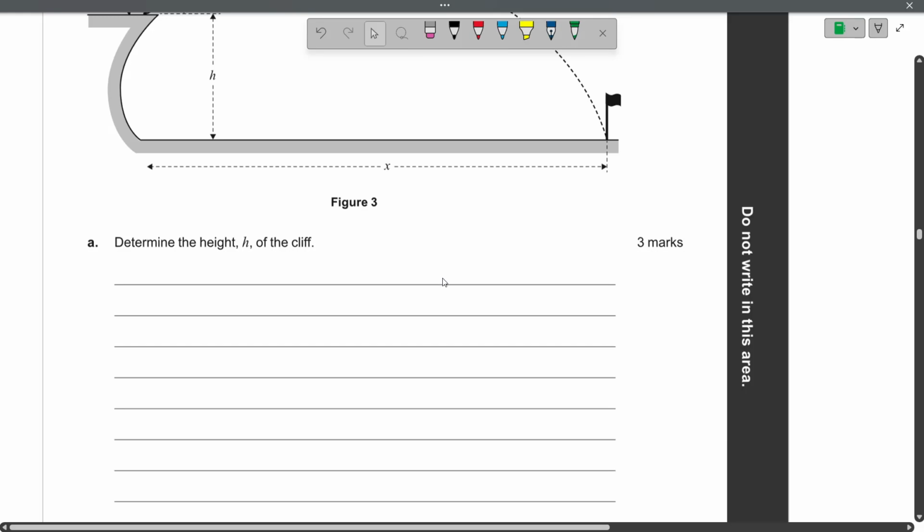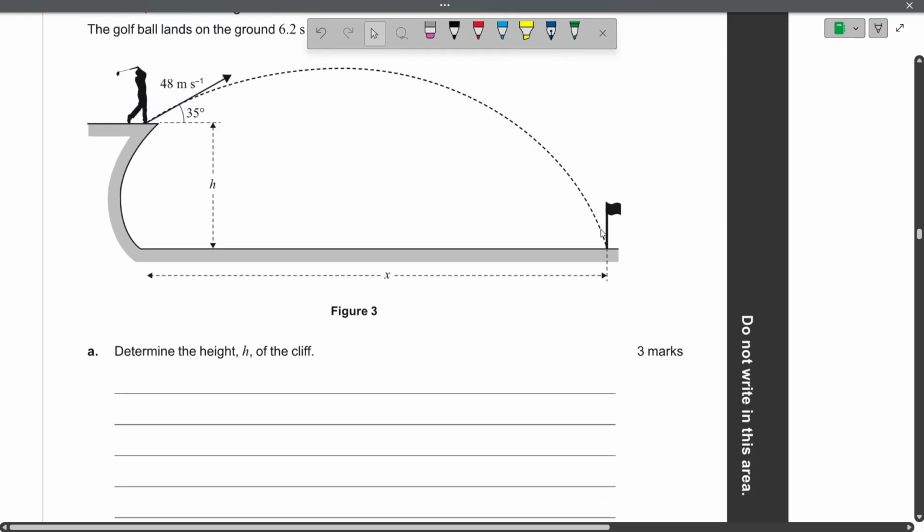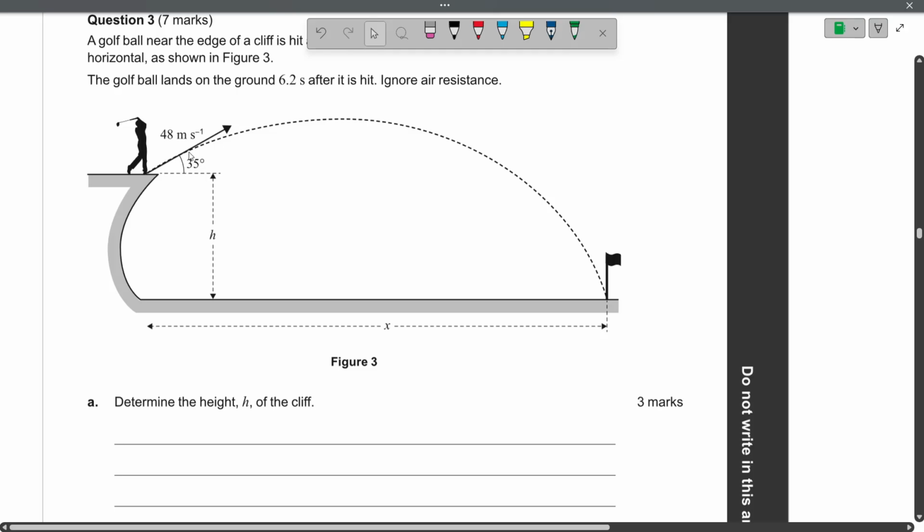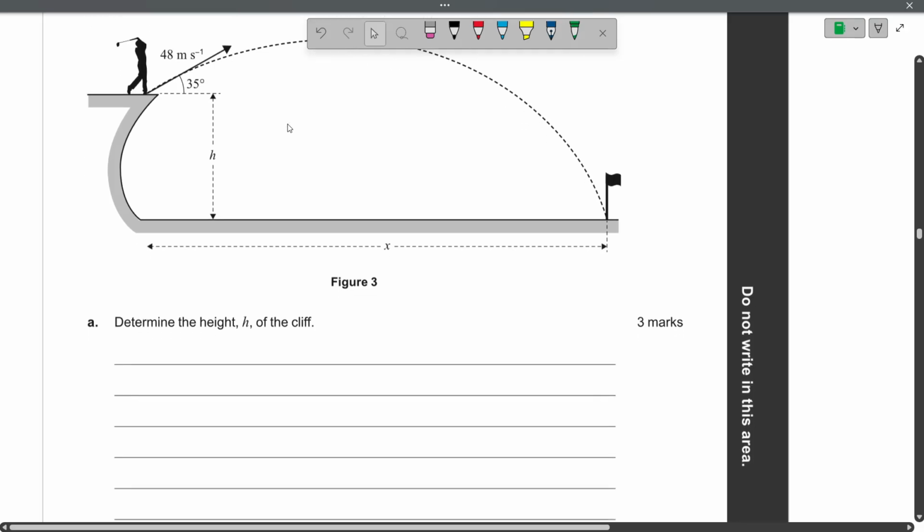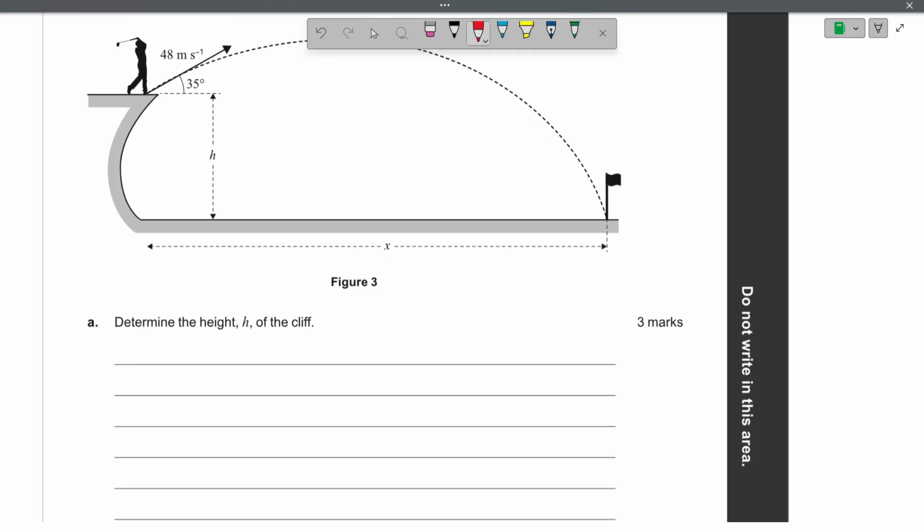Whenever we are dealing with what seems to be a projectile motion question, we like to write down as many things as we know about this situation. So we know that it's got some starting velocity, and that starting velocity has both horizontal and perpendicular components. So I'm going to write down those horizontal and perpendicular components. Whether or not we need them all for this part of the question doesn't matter.